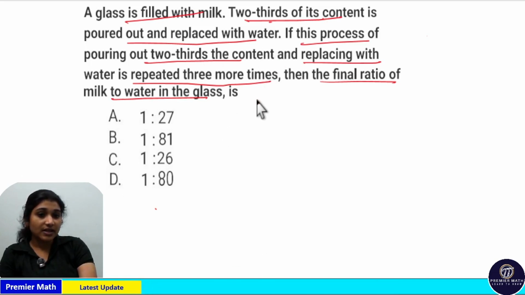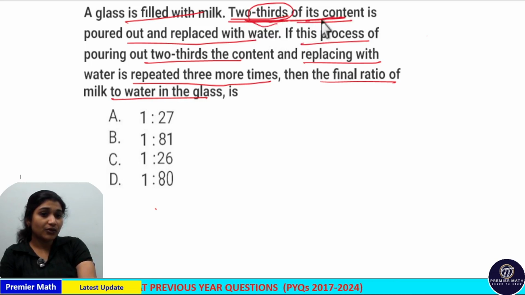Here, I will explain this concept in 3 methods. I will explain both the shortcut and the concept as well. Shortcut means here two-thirds is a fraction. So in this two-thirds, the third represents the denominator, which is the total content. That is, two-thirds of content means here 3 parts is the total content. Total content means milk plus water. So milk plus water should be a multiple of 3 here.